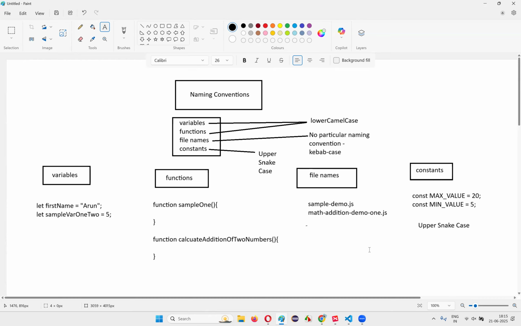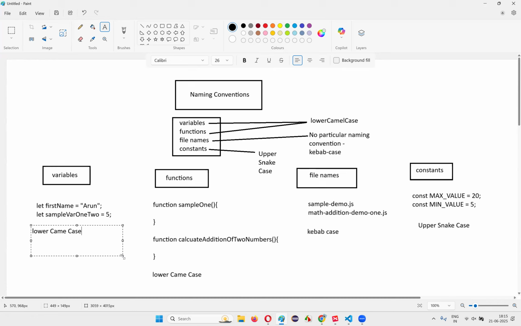Okay. And coming to the naming convention of the file names, it is kebab case. And coming to the naming convention of the functions, it is lower camel case. And coming to the naming convention of the variables, it is also lower camel case.